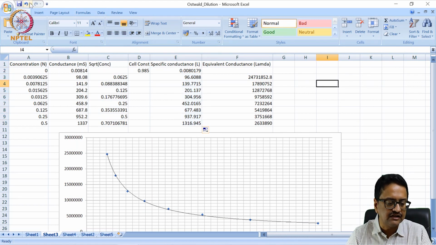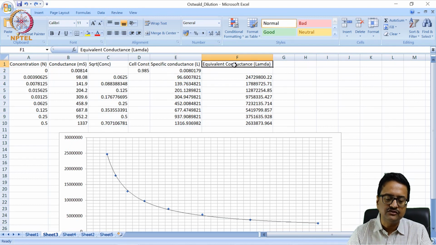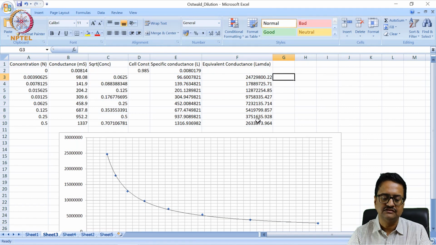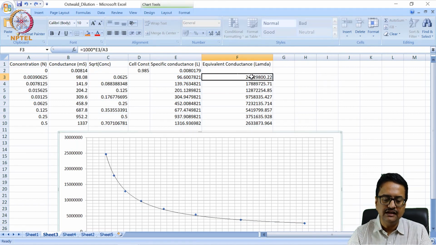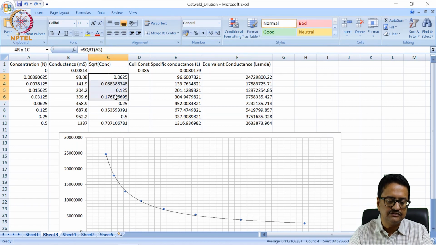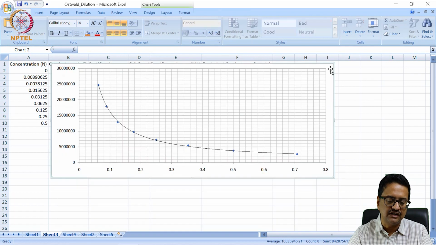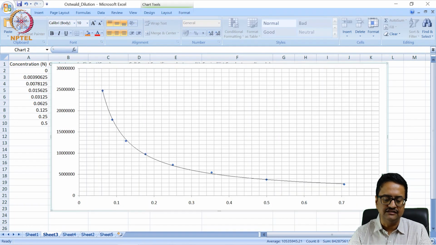I should not have done that. I had already done a calculation. Now we need to calculate the equivalent conductance lambda, which you know is 1000 into specific conductance by concentration. Using that method, one can easily calculate the value of equivalent conductance for all of those solutions. And then what I have done is, I have plotted the square root of concentration versus the equivalent conductance. So when I am plotting square root of concentration versus equivalent conductance, I am getting a plot like this.